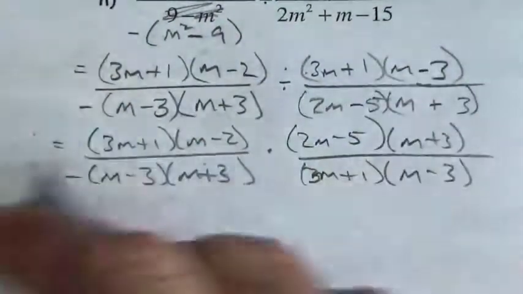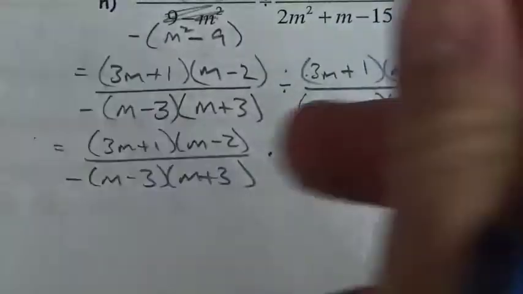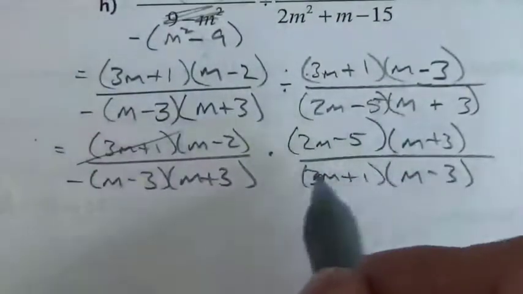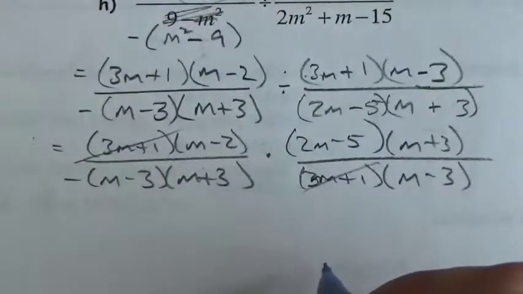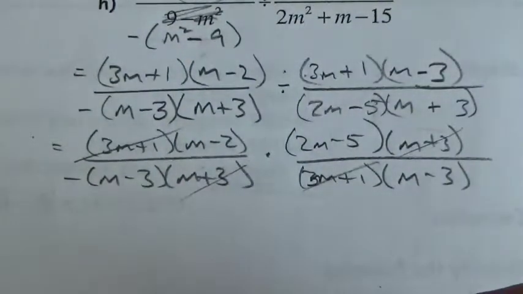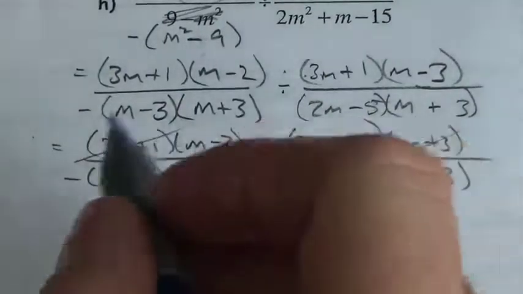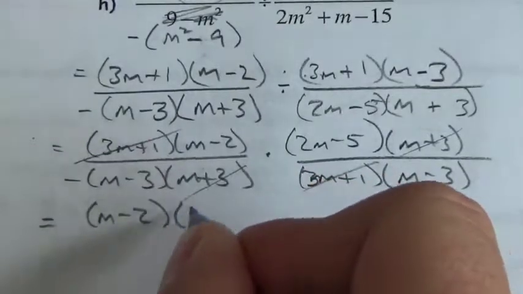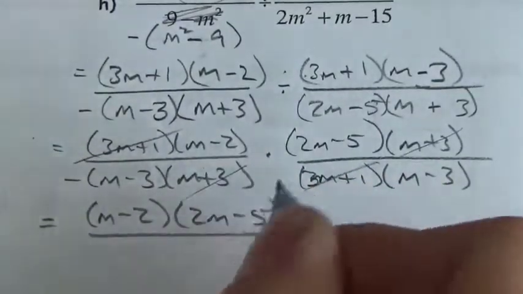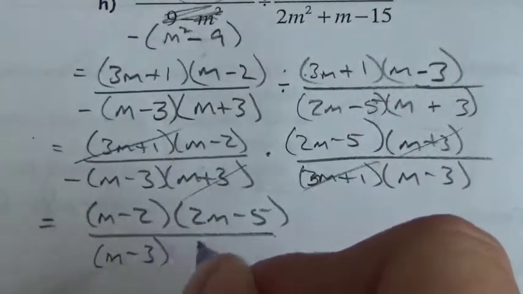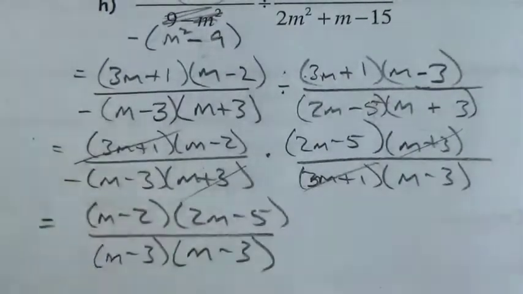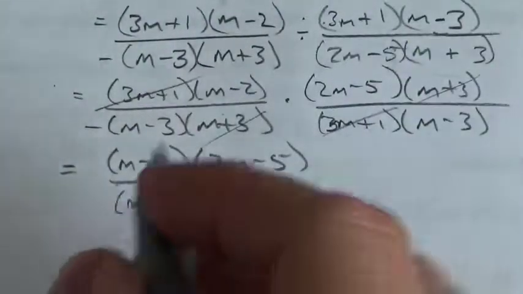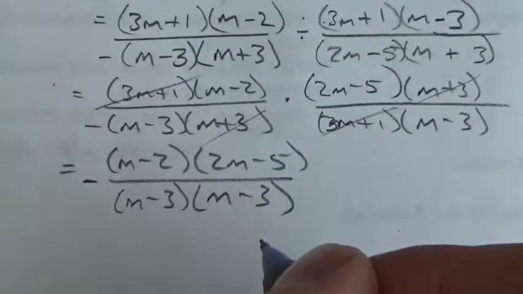Now I'm going to look for common factors in the numerator and denominator. Because this is multiplication, I can do this in whatever order I want, so I can move things around. 3m plus 1 will cancel with that, become a 1. m plus 3 will cancel. That actually looks like that's about it. So in the numerator, I'm left with m minus 2, 2m minus 5, over m minus 3, m minus 3. And don't forget about that negative. Nothing actually ever happened to that negative, so I might even just put the negative out front here.